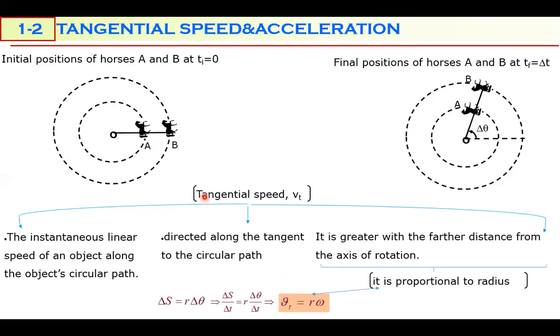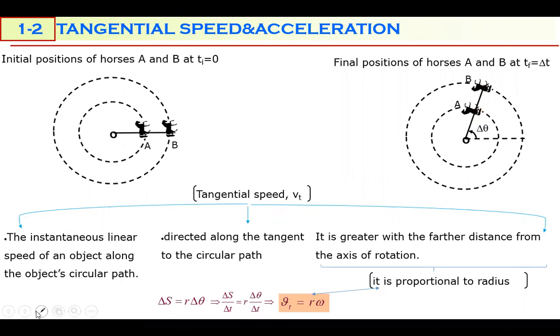Tangential speed, as I said, is a linear speed, a translational speed. It is the usual speed you studied in the 11th grade, distance divided by time. But for a rigid object rotating about a specific axis, it is directly proportional to radius. As radius increases, tangential speed also increases. So horse B is moving faster in tangential speed than horse A.